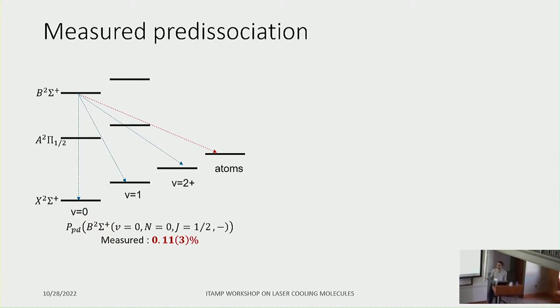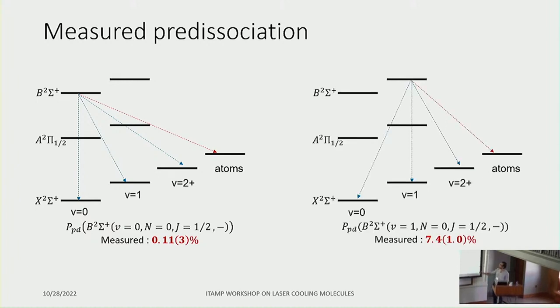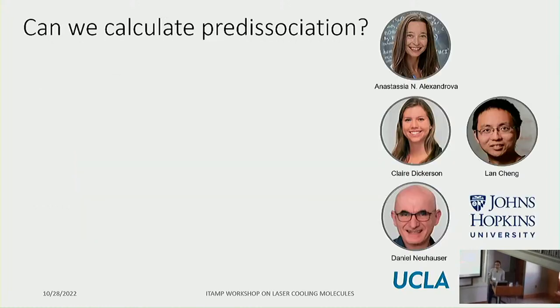What we find is that it's a 0.1% effect for the v equals 0 state, which on the surface seems really small, but we're very surprised that we can measure this. However, when we measured the v equals 1 state, it was far more dramatic. We measured a 7% effect. We were not expecting an order of magnitude increase in this predissociation. But after talking to our theory collaborators, it turns out that that is to be expected. It is something that people just don't think about that often.